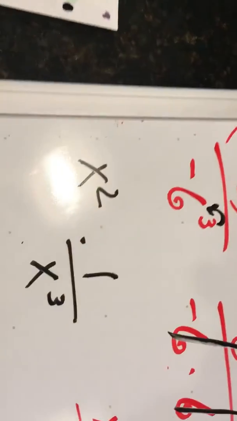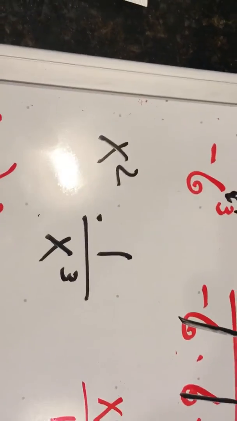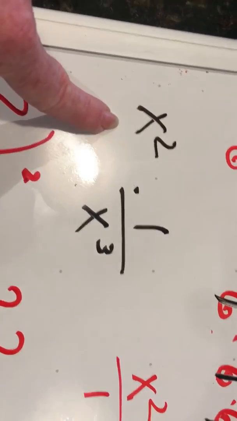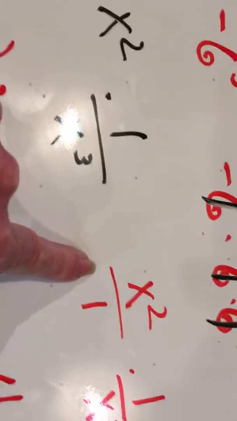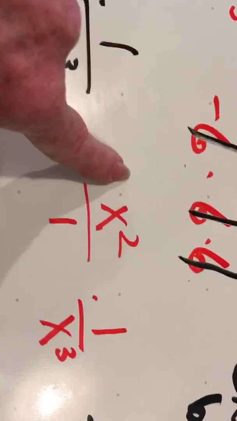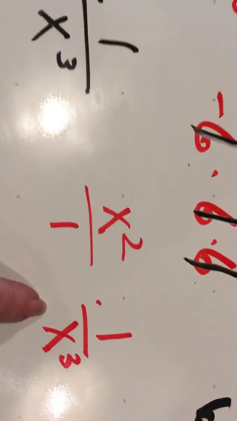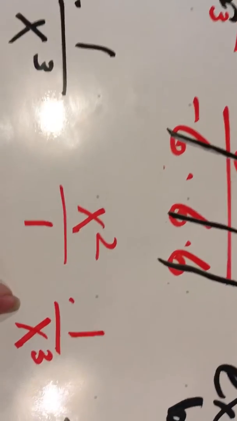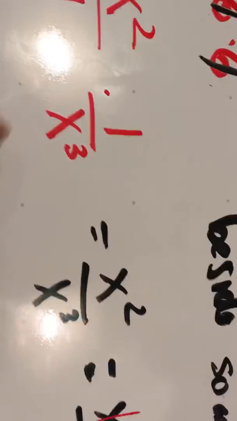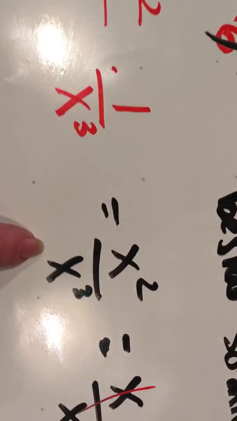Next problem, x squared times 1 over x cubed. The first thing we're going to do is take this x squared and write it as a fraction because we're multiplying fractions. I know you all love fractions. X squared over 1 times 1 over x cubed. We're going to multiply straight across. So you have x squared over 1 times x cubed, which is x cubed.